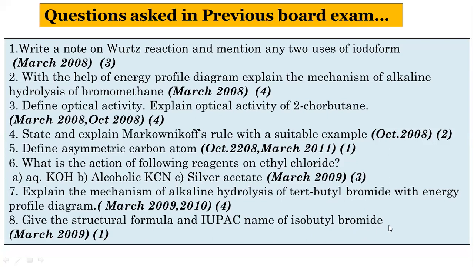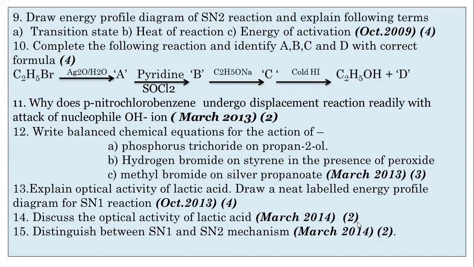So what will be the name? Draw the structure in your notebook there. If any notebook is present, draw the structure of isobutyl bromide. Okay, 1 bromo, 2 methyl propane. 1 bromo, 2 methyl propane, correct. So this will be the IUPAC name of this isobutyl bromide. Instead of isobutyl bromide, they can ask a different compound.